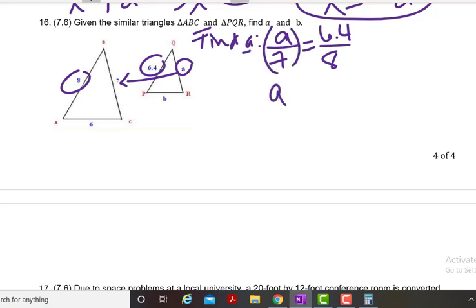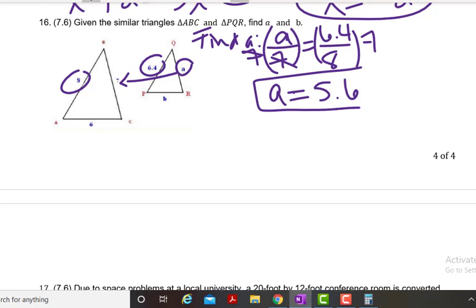Multiply both sides by 7. A is equal to 5.6. 8 goes into 6.4, 0.8 times, and 0.8 times 7 is equal to 5.6. Now find B.